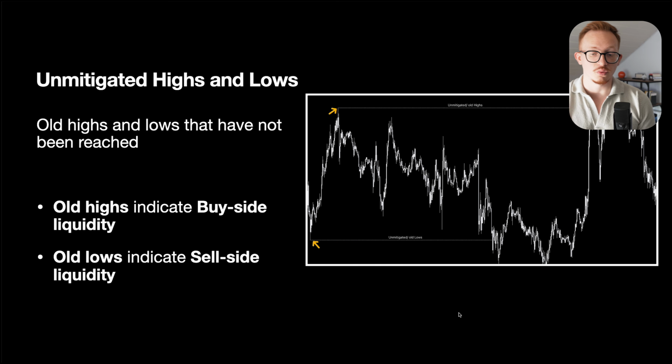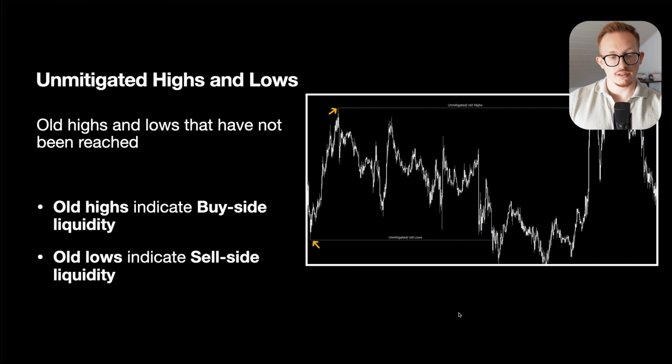As you can see in this example, it would have worked. But guys, this takes so much time before you reach your target. And if you are okay with that, if you are a swing position trader, then by any means do that. But if you are an intraday trader, just use this to your advantage to know where reactions can form. So right here again, old highs indicate buy side liquidity and old lows indicate sell side liquidity.